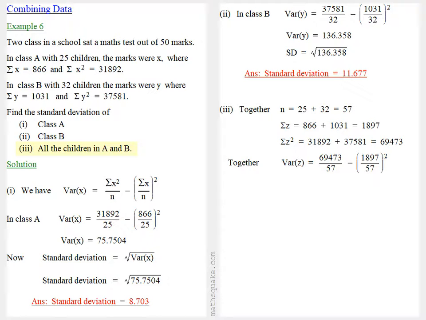69,473 over 57 minus 1,897 over 57, all squared, which works out to be 111.219, and the standard deviation is the square root of that, so the standard deviation is 10.546.